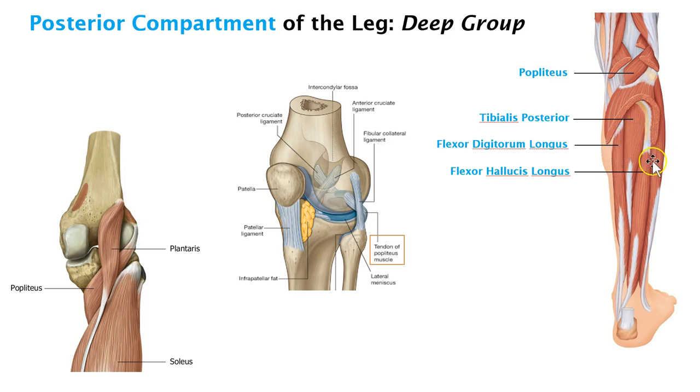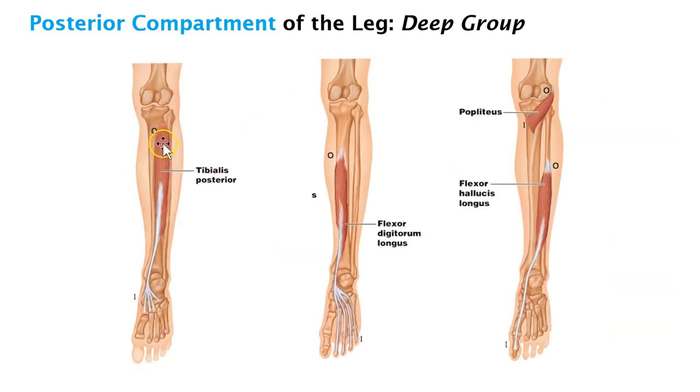The three other muscles of the deep compartment are the tibialis posterior, the flexor digitorum longus, and the flexor hallucis longus. Note all three of these are going to project distally and medially to go through this region called the tarsal tunnel that we'll see more in a minute, posterior to the medial malleolus. Therefore, in addition to their primary actions, which we'll discuss in a minute, all three of these muscles can contribute to foot inversion.